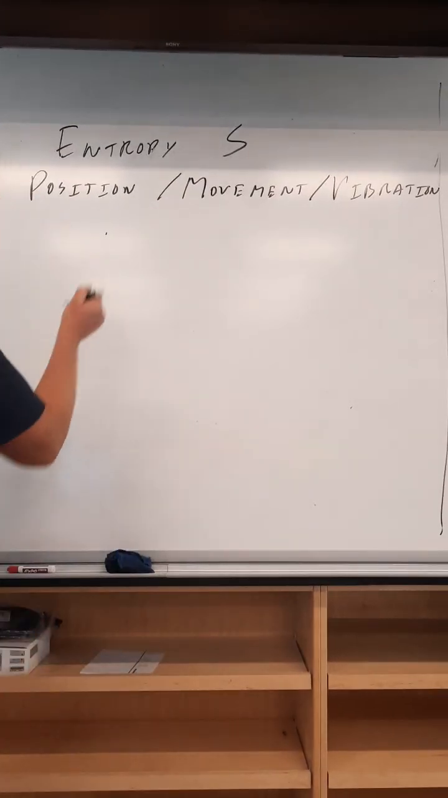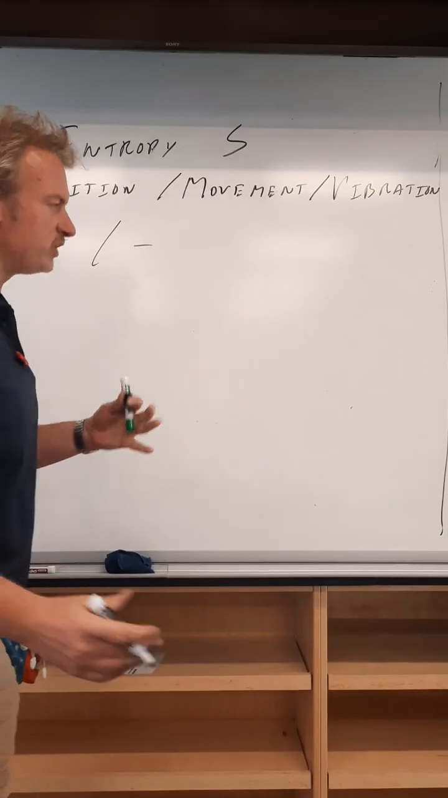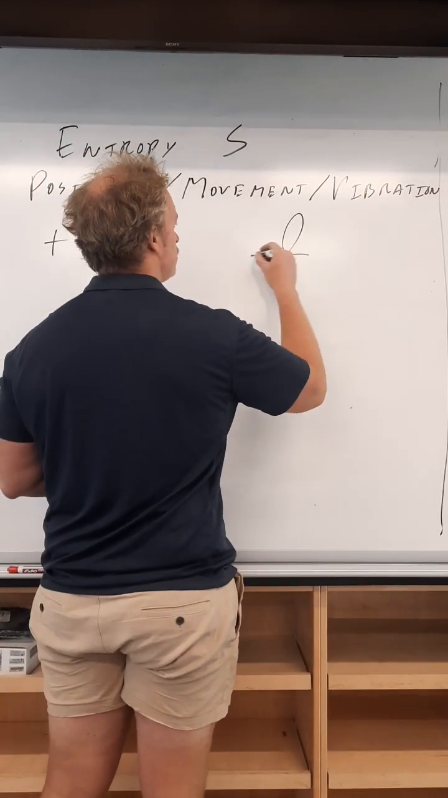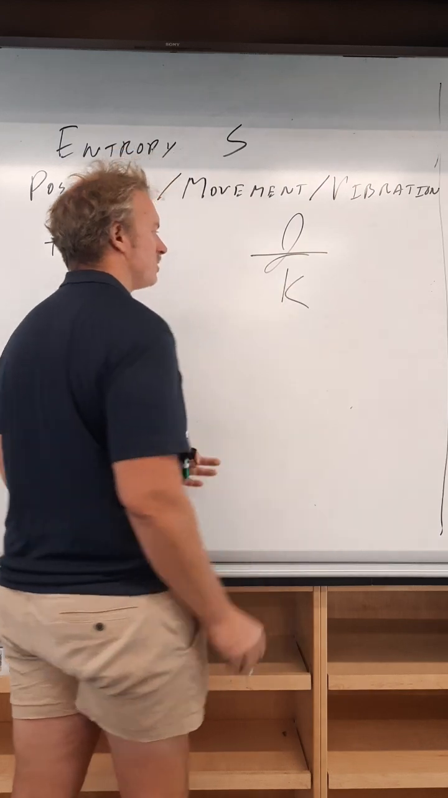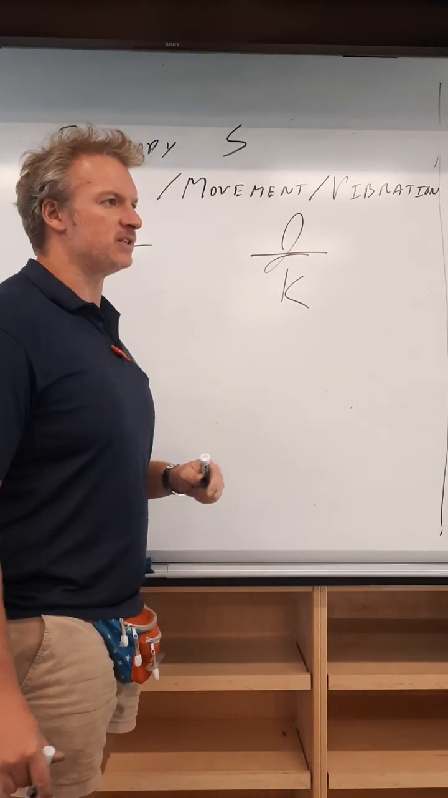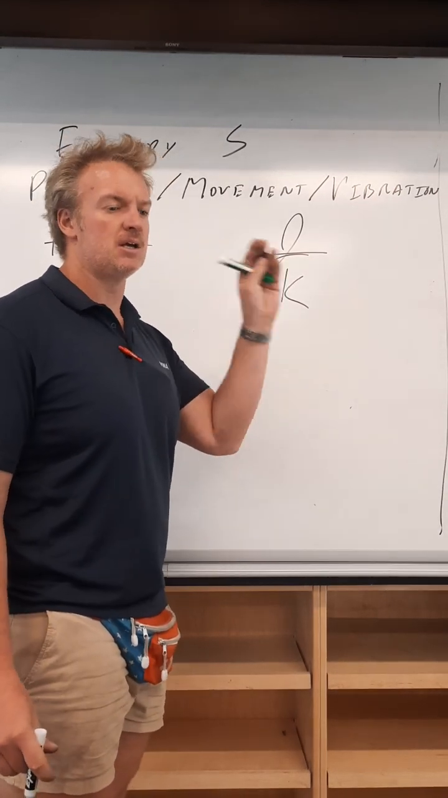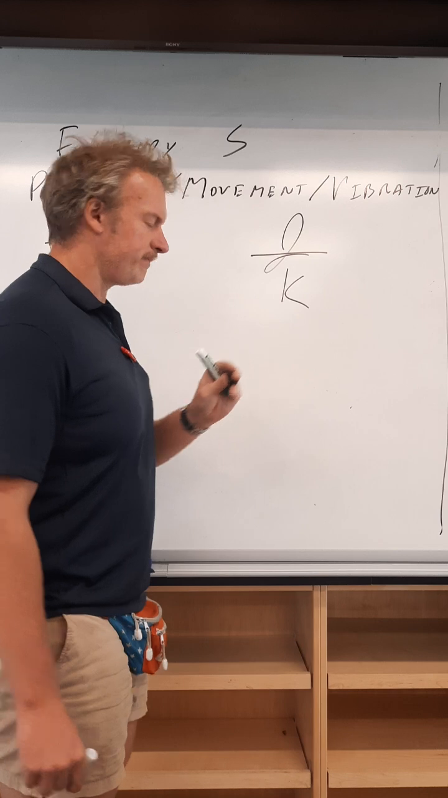Entropy is going to have a positive or negative sign, and it has the units of joules divided by temperature. Note that entropy is related to temperature directly. That's why it's in the division down here. You need to be able to predict and calculate the S term.